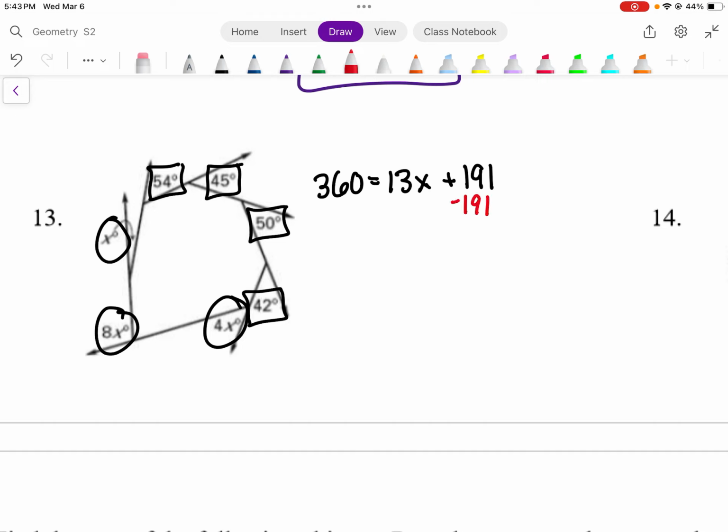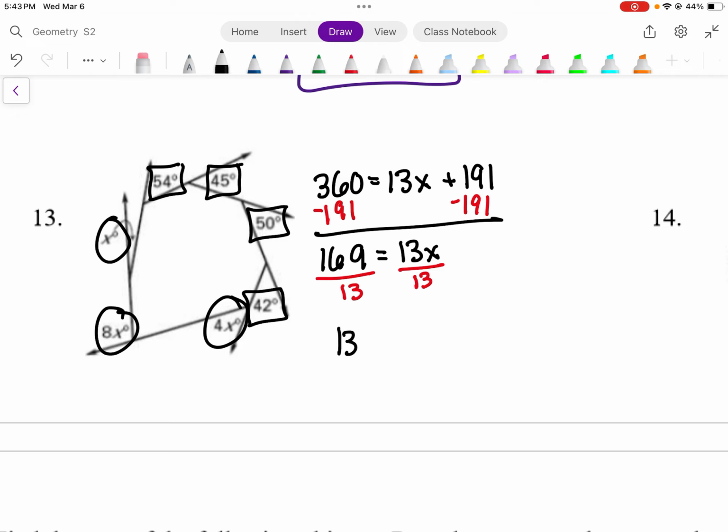Once we're here, we're going to subtract that 191 on each side. That's going to come to 169 equals 13x. Then we will divide both sides by 13. 169 divided by 13 is also 13. So our x value in this one would be 13.